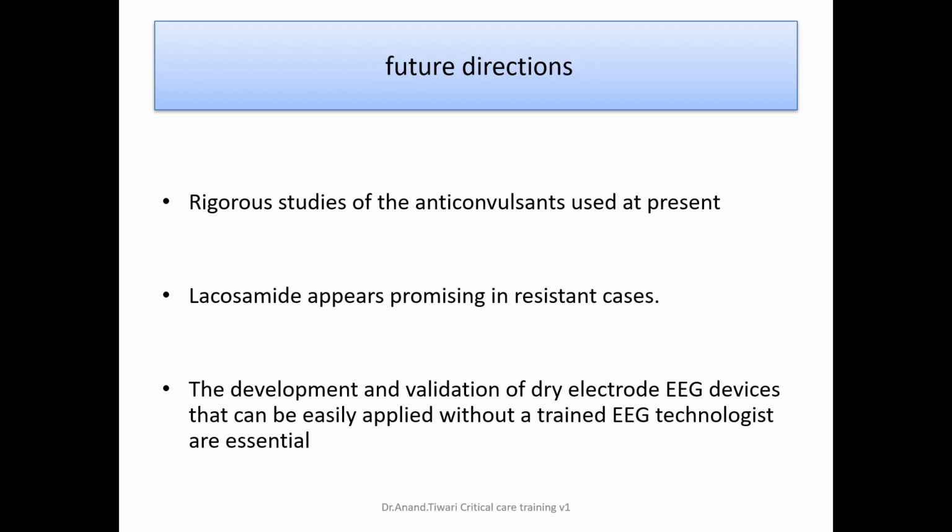What is in the future? Rigorous studies for safer anticonvulsant drugs. Lacosamide, which is 200 to 400 milligram IV, is appearing as a second line agent with limited data but promising in resistant cases. The development and validation of dry electrode EEG devices that can be easily applied by trained technologists are also essential to not miss out on cases of non-convulsive status epilepticus.